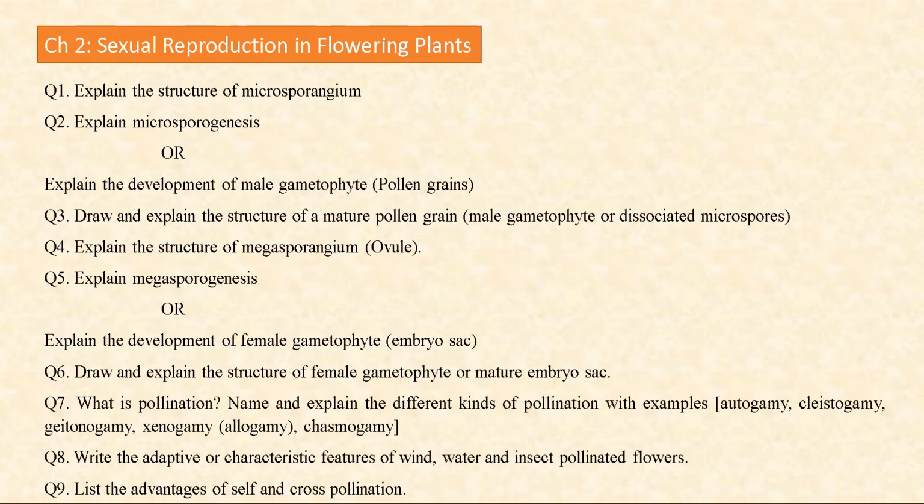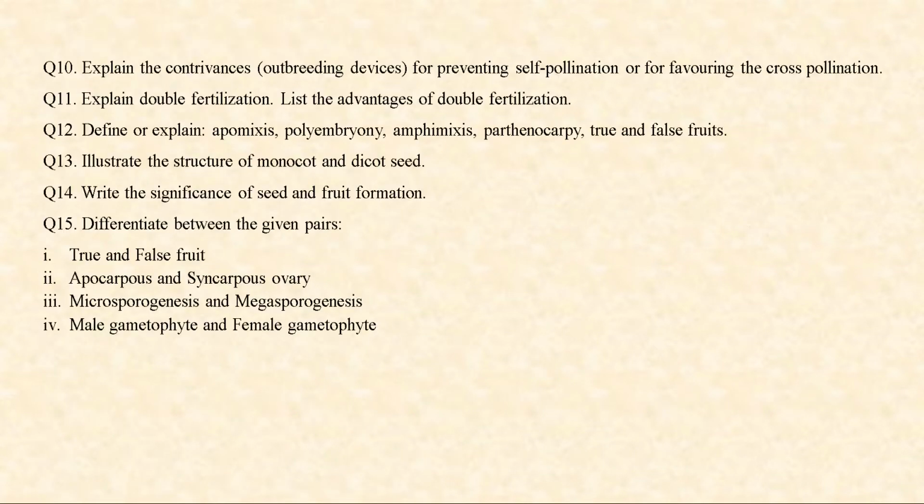So different types of pollination like autogamy, cleistogamy, xenogamy or allogamy, and chasmogamy. Then write the adaptive or characteristic features of wind, water, and insect pollinated flowers with examples. Then list the advantages of self and cross pollination.